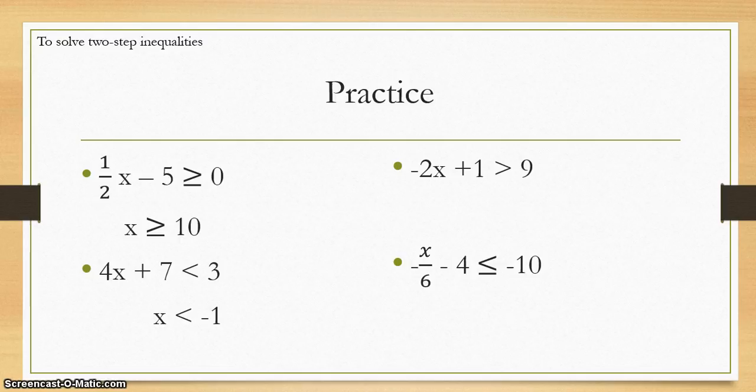The next problem, negative 2x plus 1 greater than 9. Coefficient of the x is negative 2, requiring a sign change. So it will be x less than negative 4. And the last problem, negative x divided by 6 minus 4 less than or equal to negative 10, also has the negative coefficient. The answer will be x greater than or equal to 36.